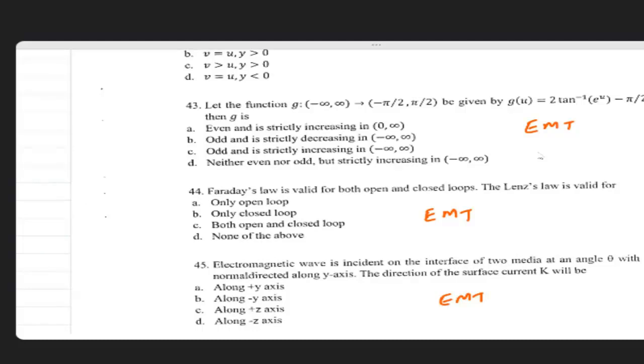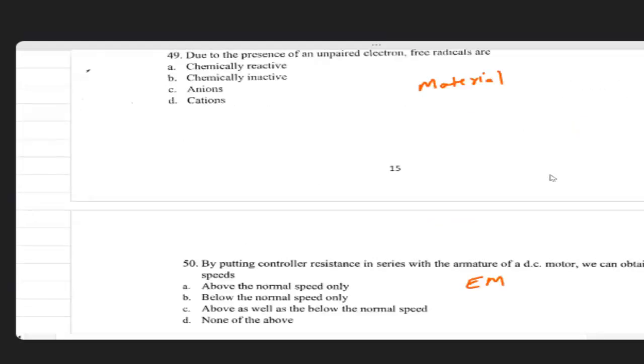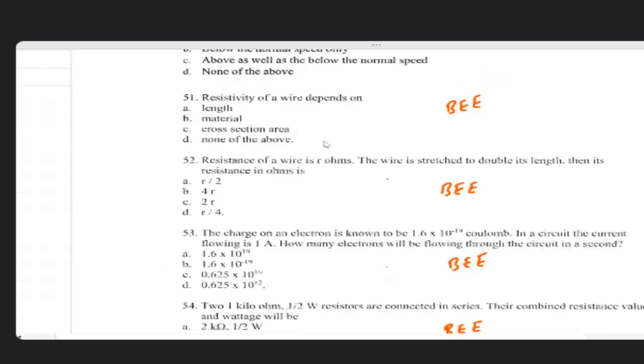This question is from electrical machines, materials, BEE. Very simple questions. Resistivity of wire depends on length, material, cross-sectional area, none of the above. So for resistivity, you have the formula R = ρL/A, where ρ is the resistivity. So you can write the formula for resistivity as ρ = RA/L, and accordingly you can find the answer. We will discuss all these topics in our BEE subject. And the charge: what the charge is located, then how many electrons, meaning what is the current, that is the charge per unit time.